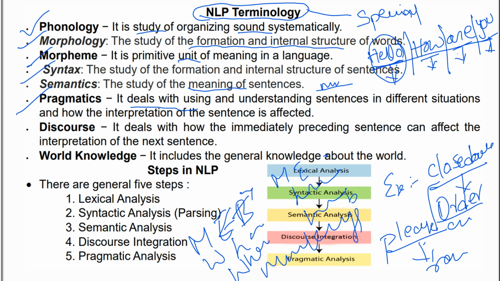When bananas ripen, monkeys will eat the bananas. So the preceding sentence can affect the interpretation of the next sentence. You can simply remember that discourse means predicting the immediate next word based on the previous one.